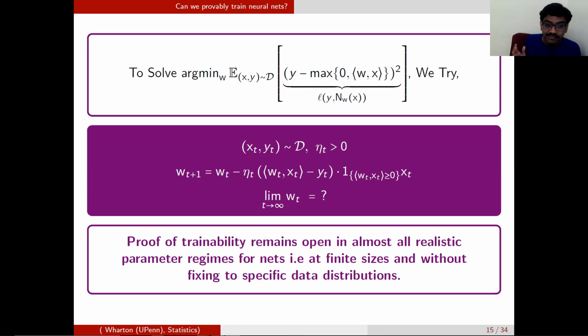Unless we make very strong assumptions about what the Y is. If you make very strong assumptions about the structure of Y, then I can tell you something about where the sequence of iterates is converging. But otherwise, even for the simplest neural net, understanding subdifferential descent is outside the scope of all known theory. So proof of trainability remains open in pretty much everything real world at this point.